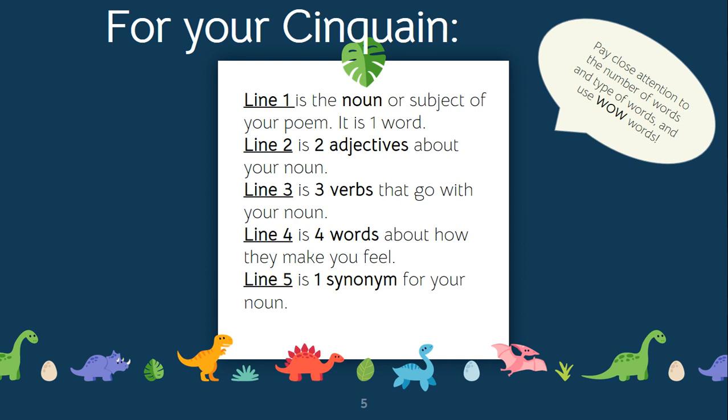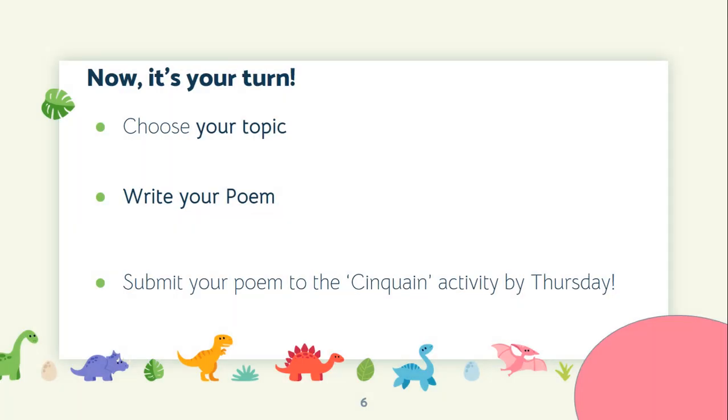So line 1 is the noun or subject of your poem. It is 1 word. Line 2 is 2 adjectives about your noun. Line 3 is 3 verbs that go with your noun. Line 4 is 4 words about how it makes you feel, okay? Or you can write a statement like, it is the best, okay? Line 5 is just a synonym for your line 1 noun, okay? I hope that makes sense.